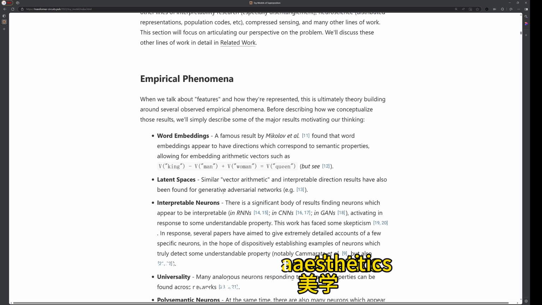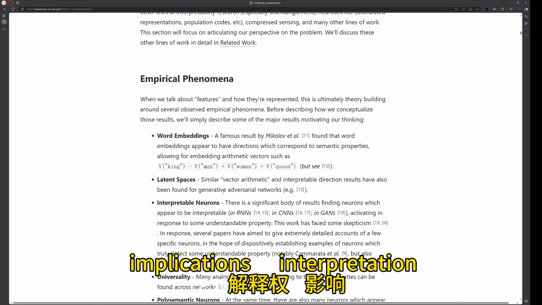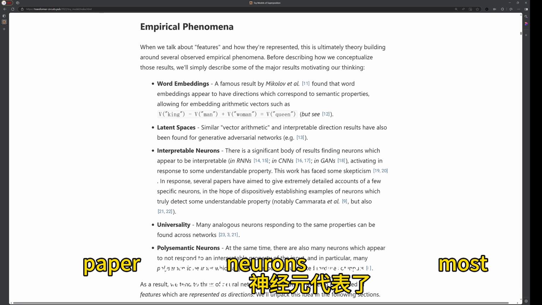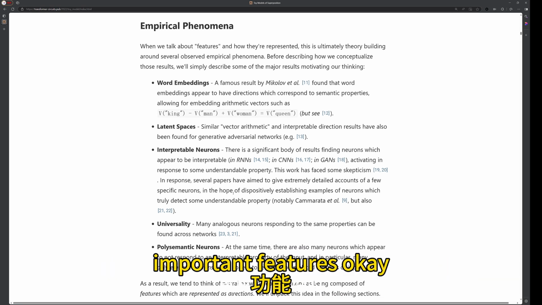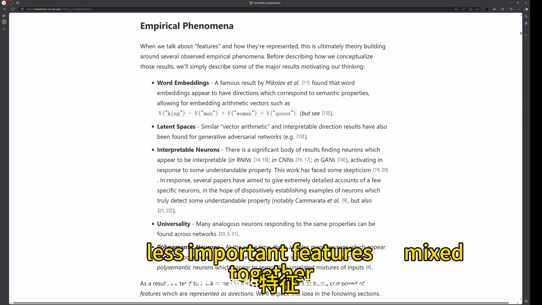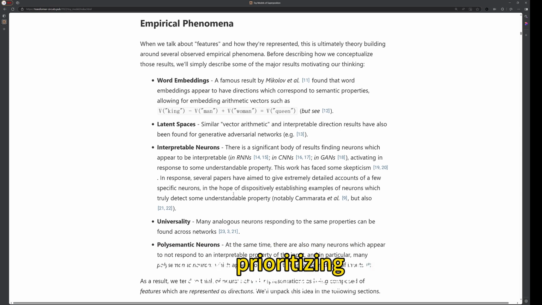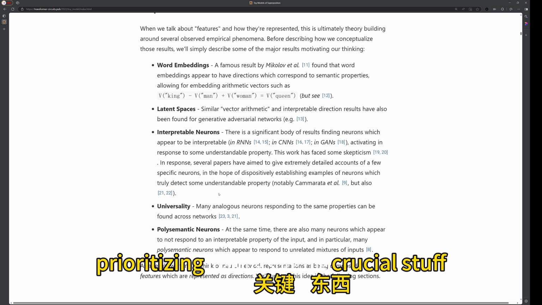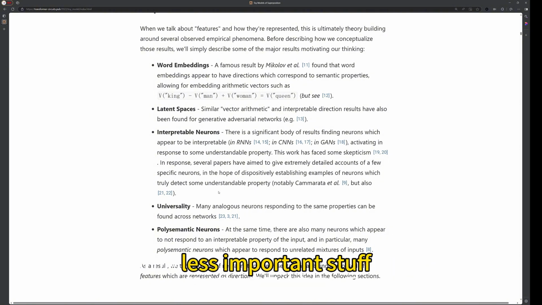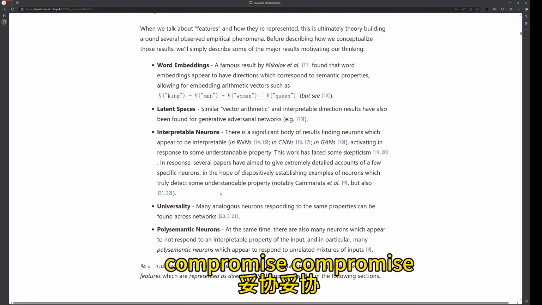And it's not just aesthetics. It has implications for interpretation. Like the paper found that neurons representing the most important features tend to remain monosemantic, while the less important features get mixed together. So it's like prioritizing. Prioritizing, making sure the crucial stuff has its own representation. Even if the less important stuff has to be compromised. That's a really good way to put it.